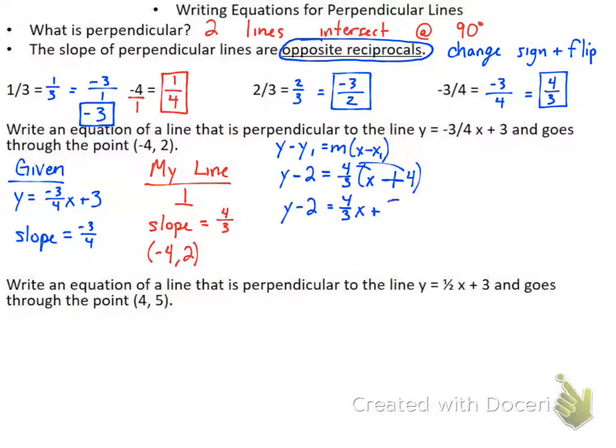Which is 5 1/3. Good. And then I can add the 2 to the other side. So I get y is equal to 4/3 x plus, and then when I add those together, 5 1/3 and 2, I get 7 1/3.